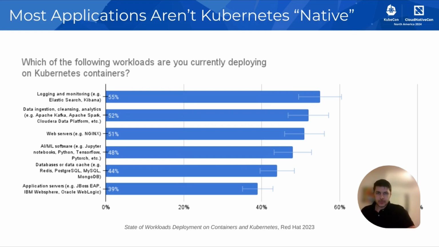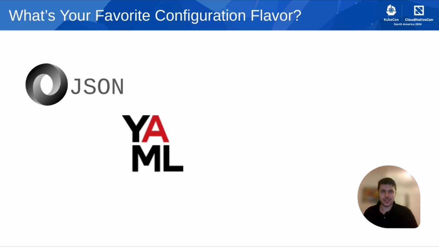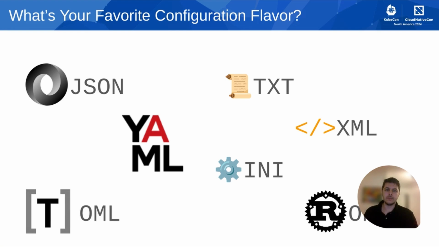So, how are they configured? There's many different flavors. You have your trusted friends, JSON and YAML. You have your old school methods of configuration. You could use a text file. You could use XML if you're still old school, or you could use any files common in Windows, or you have the next cool things, TOML or RON, or you can even use a custom text-based or binary configuration.